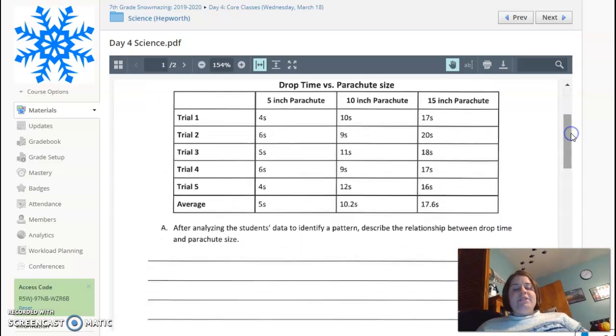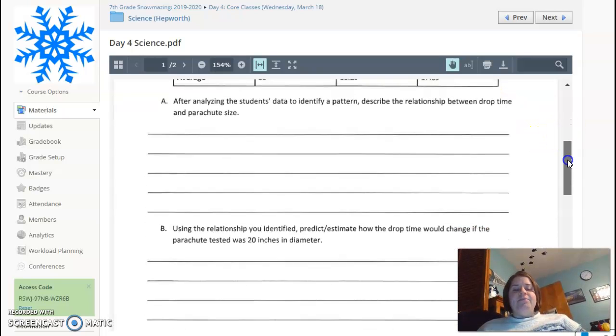So if we look here, the first thing that you're going to do is look at this data table. Okay, make sense of it. The first question is to identify a pattern and then describe the relationship between drop time and parachute size. So we have drop times right here, okay? And then we have the different parachute sizes. An easy comparison right here is looking at the average. Okay, they did several trials, so then you can just kind of compare the average to the parachute size and come up with some sort of relationship or pattern.